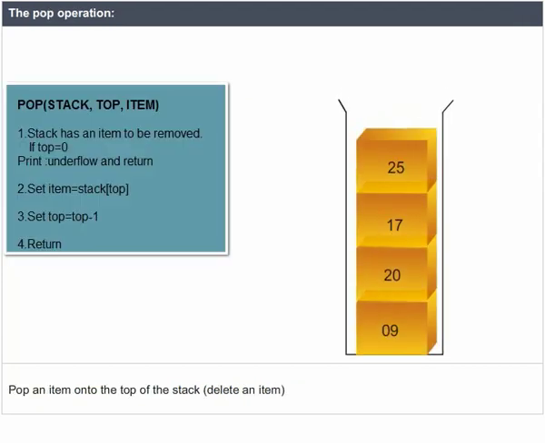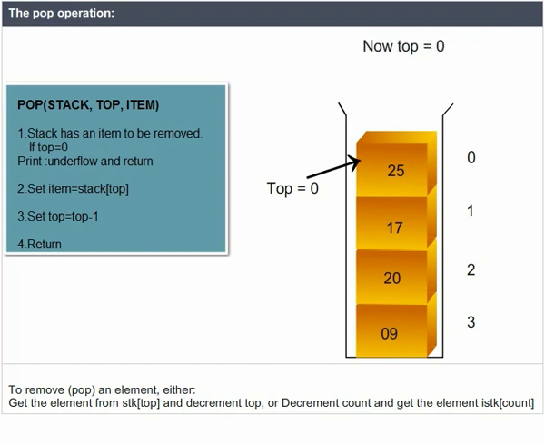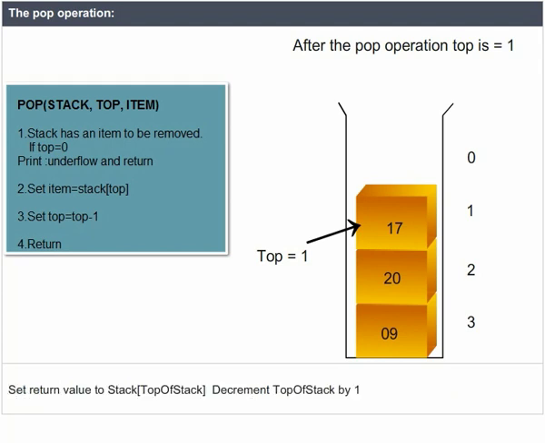Pop an item from the top of the stack. Delete an item. To remove, pop an element. Either get the element from STK[top] and decrement top, or decrement count and get the element in STK[count]. Set return value to stack[top of stack], then decrement top of stack by 1.